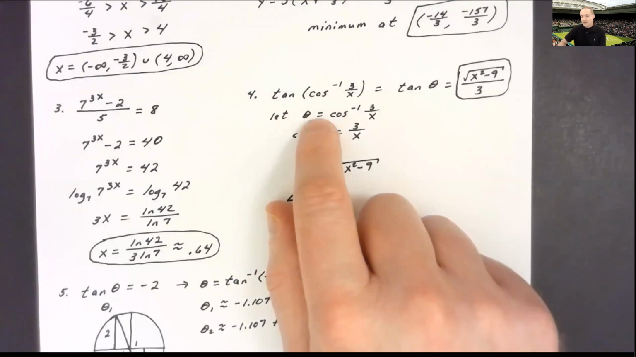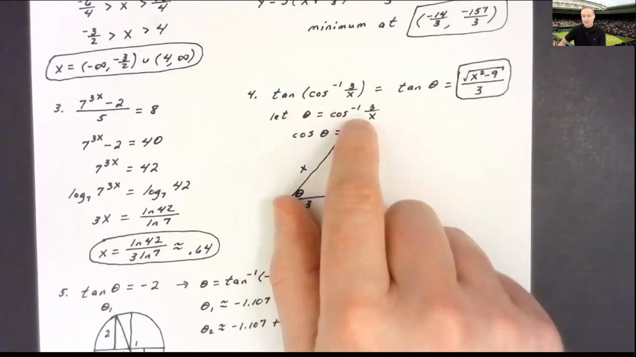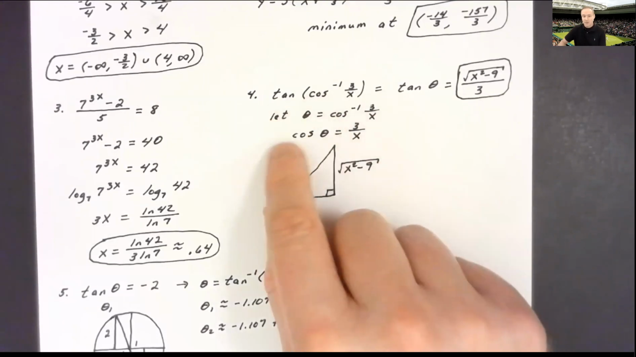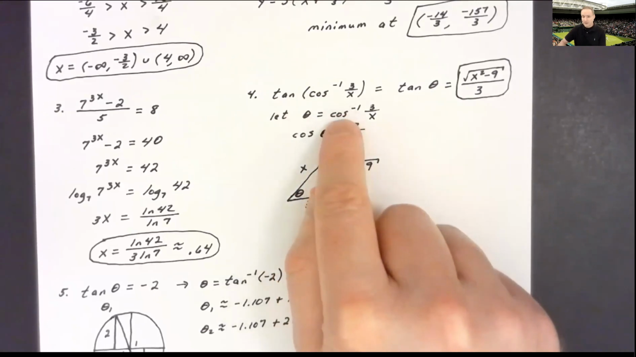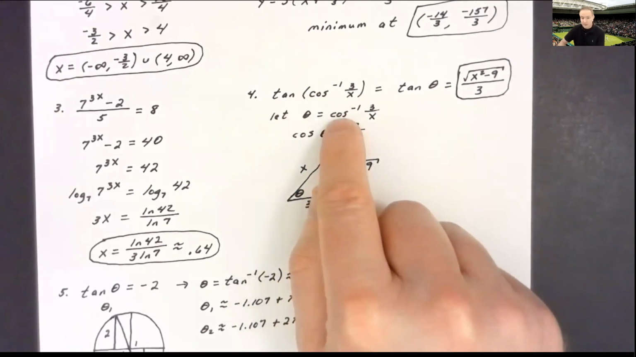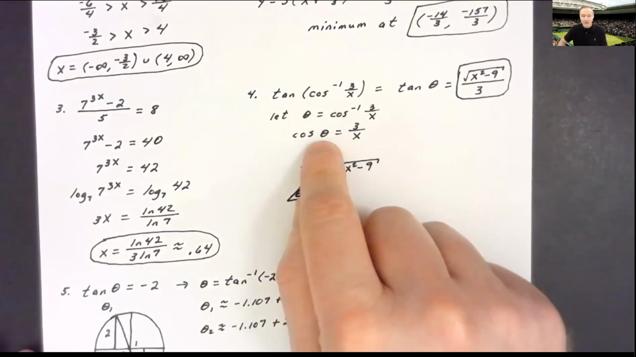Now, what do we know about angle theta that's equal to this? Well, you could take the cosine of both sides of this equation, and the cosine of theta would equal 3 over x. Cosine and inverse cosine cancel since they're inverse functions. So now, the fact that I know that the cosine of theta is 3 over x, what does that tell me?